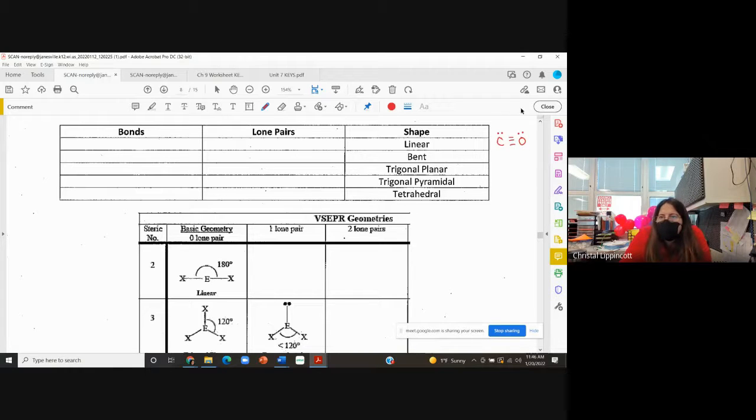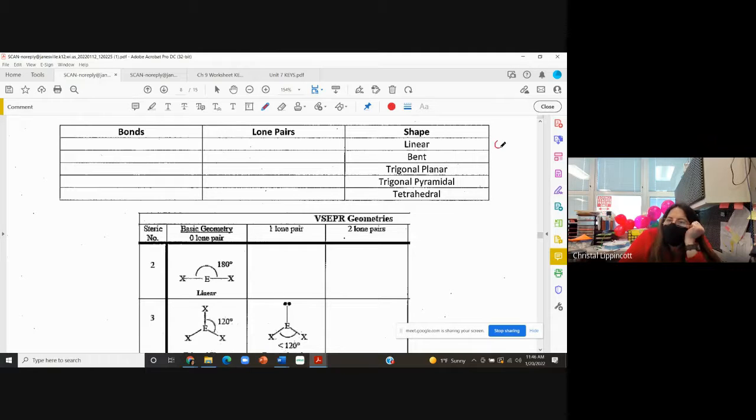Actually, that's probably not the best one to show. What's a better one than that? That doesn't have lone pairs. Yeah, I don't want to use that one. Don't use that one. Linear. Oh, I know. Carbon dioxide. That's a better one. Okay.